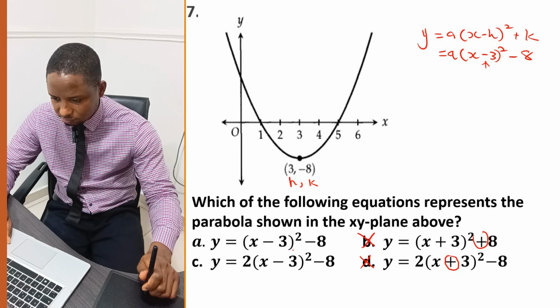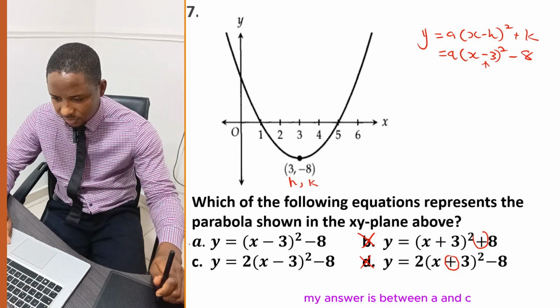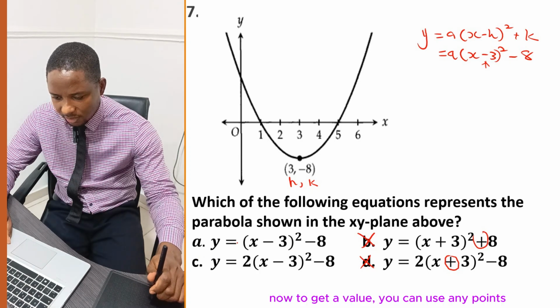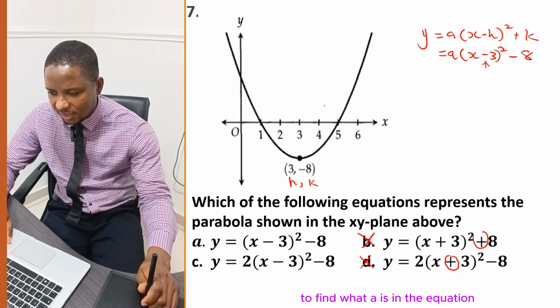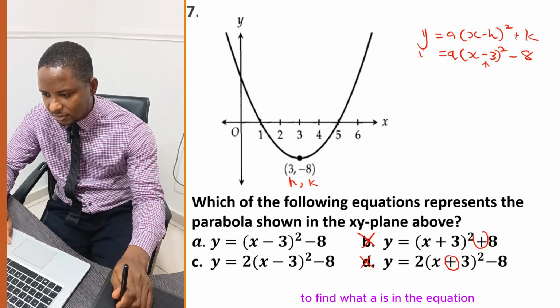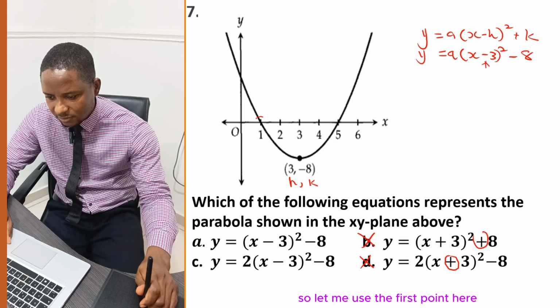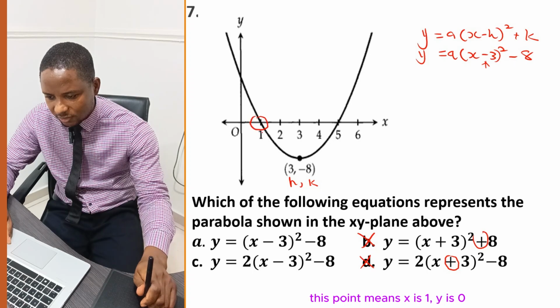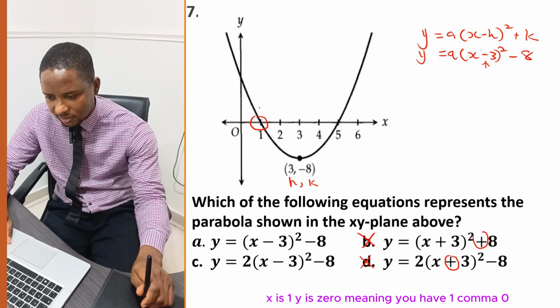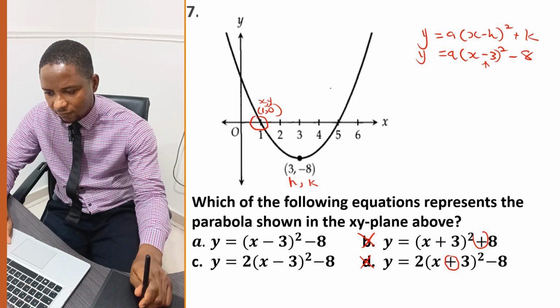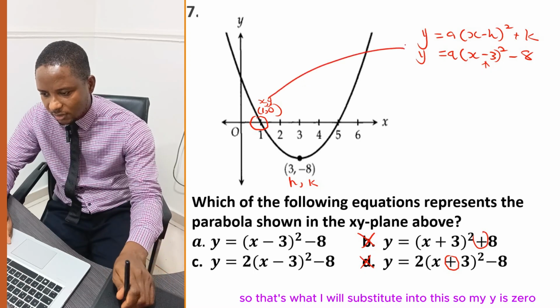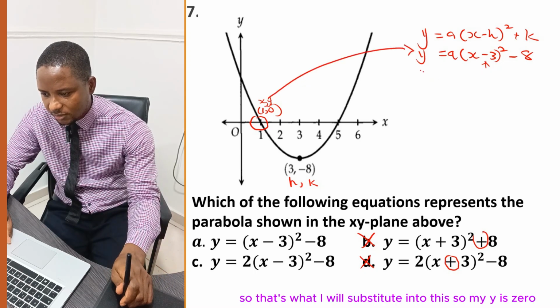So my answer is between A and C. Now I want to get the a value. You can use any point to find what a is in this equation. So let me use the first point. Here, this point means x is 1, y is 0. Meaning you have (1, 0). This is x, this is y value. So that's what I will substitute into this. So my y is 0.